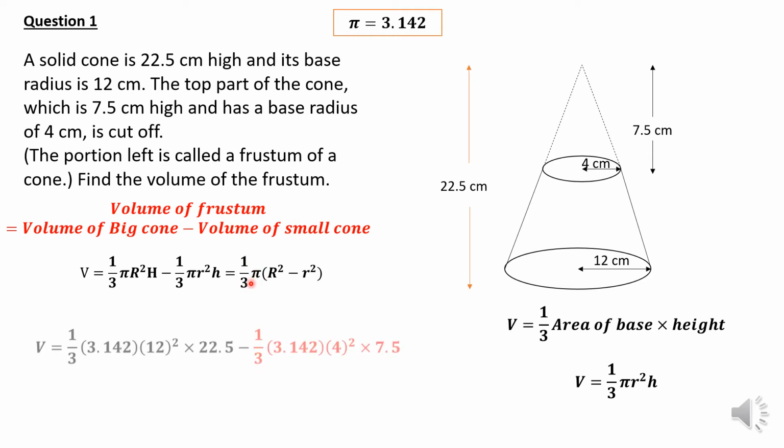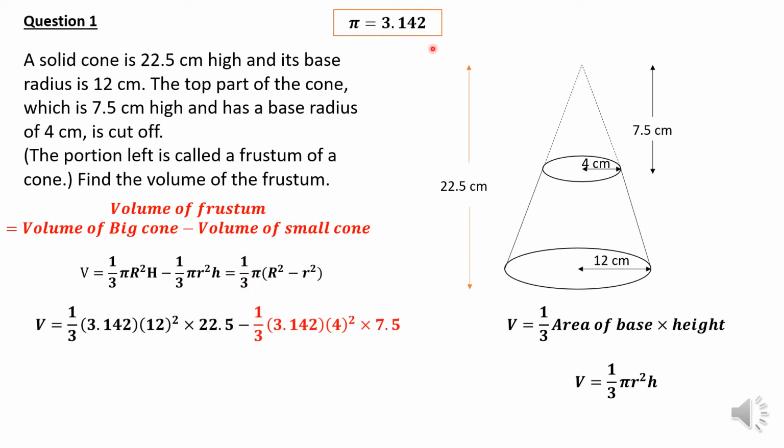1/3 pi. Right, so you punch in, and you'll notice for these questions I'm using the value of pi to equal 3.142. So you can still use a calculator value, but then you must give your answers correct to three significant figures. Right, so when you punch this in as it is with your calculator, you should be able to get 3,270 cubic centimeters. And this here is the volume of the frustum.